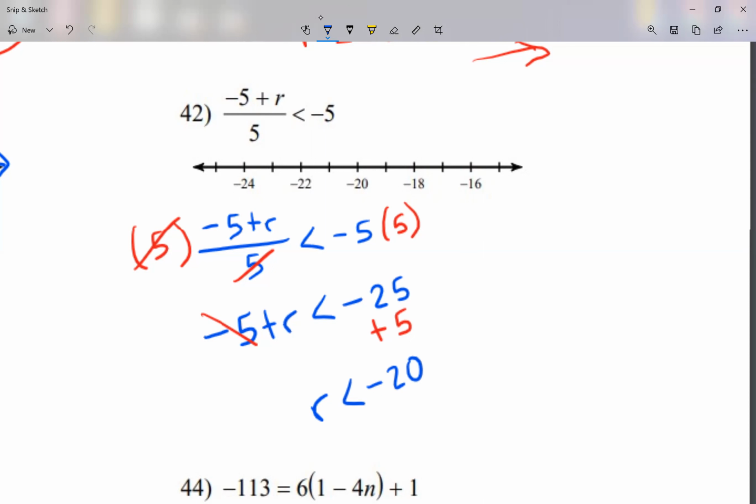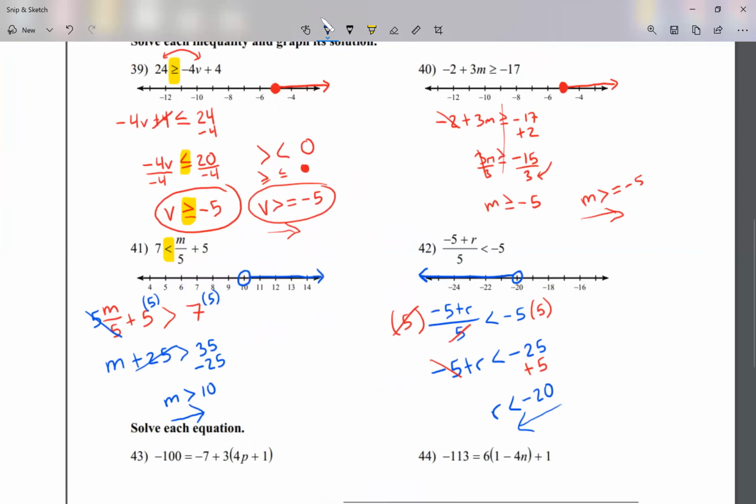If I have to graph this, let me do an open circle at negative 20. Right, open circle because it does not have that or equal to. And then for my arrow, pay attention to the inequality. It looks like an arrow that's going to the left. So from my circle, let me go to the left. There you go.